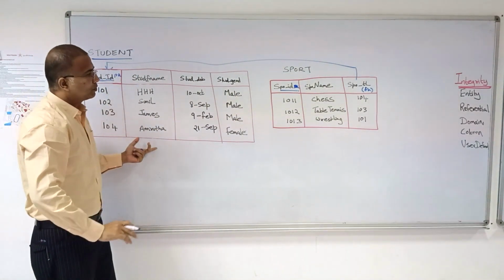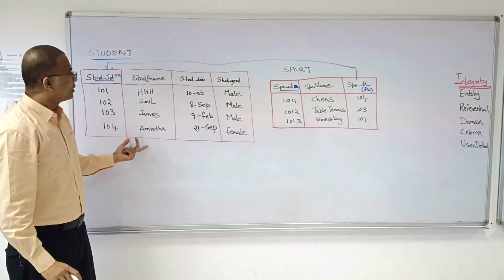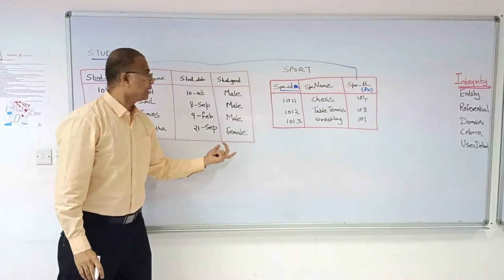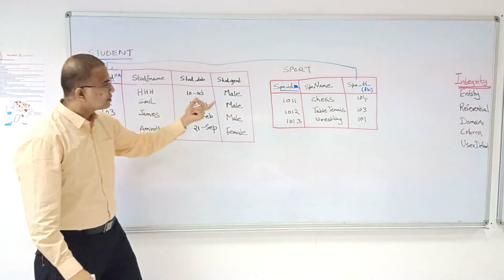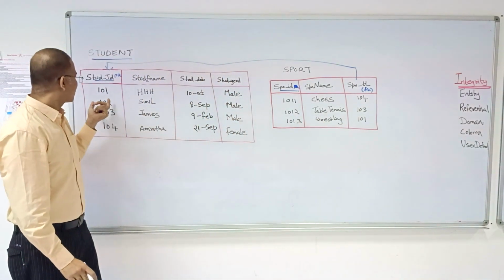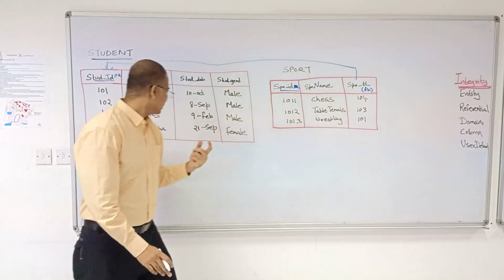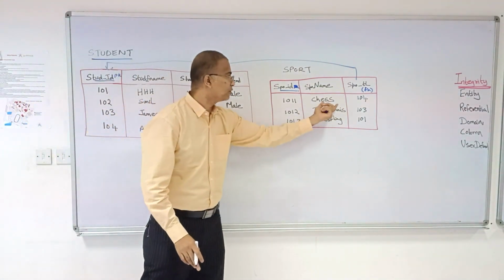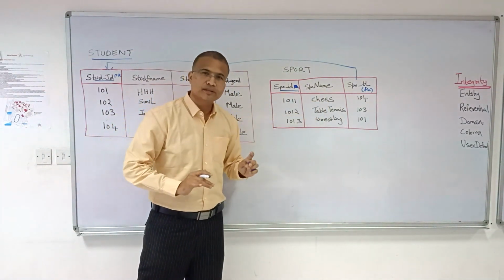Okay. So this is a relationship where I have two tables associated, and the student ID 101 Triple H is the team leader for wrestling. The student ID 103 James is the team leader for table tennis. The student ID 104 Amrita is the team leader for chess. Okay, just about relationships. Now I'm coming into integrity.